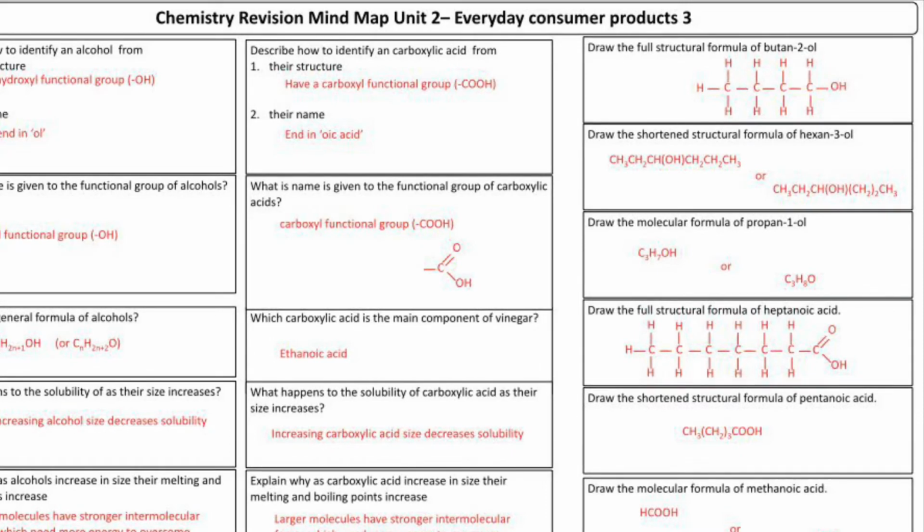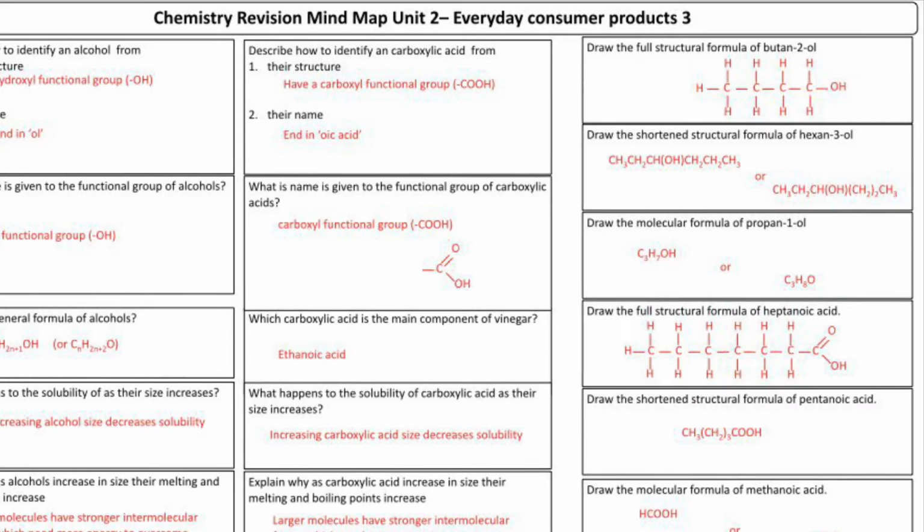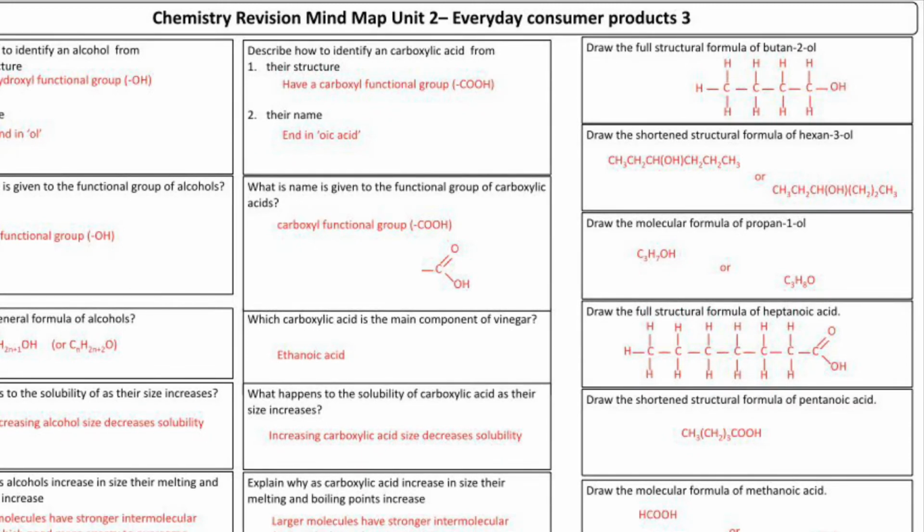The size of the carboxylic acid as it increases will decrease its solubility, but again will also increase its melting and boiling points due to increased intermolecular bonding. The carboxyl group is always on the first carbon.